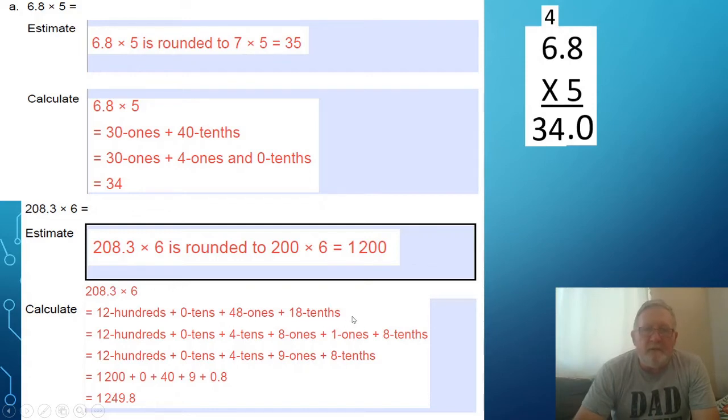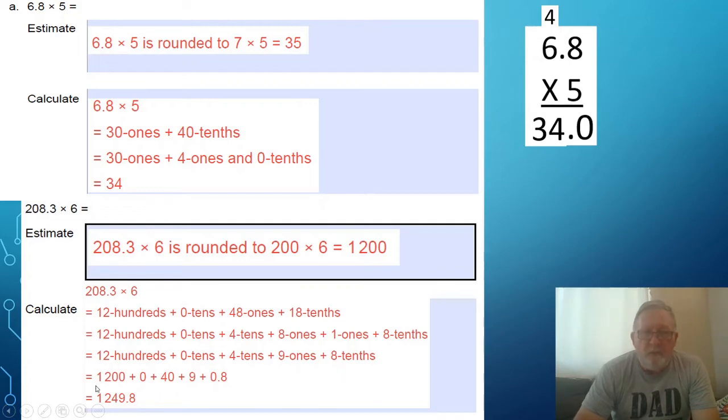Now, taking that first line, I'm going to start regrouping. The 18/10, I can get 1 one and 8/10 out of that. The 48 ones, I can get 4 tens and 8 ones out of that. So if I move to the third line in this equation, I start putting those together. So the 8 ones and the 1 one gives me 9 ones.